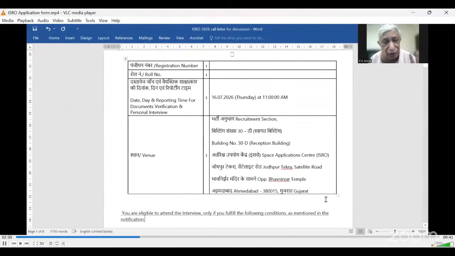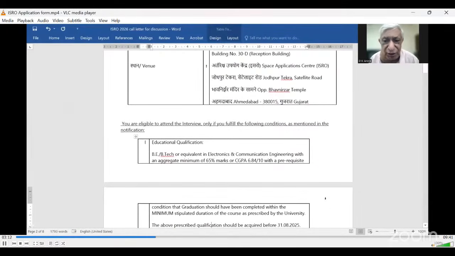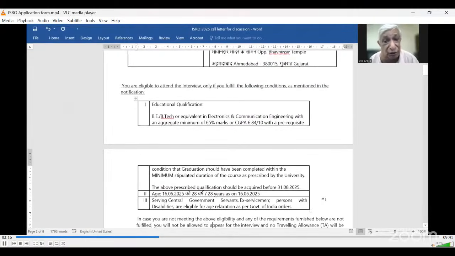Date of interview doesn't matter. The venue of your interview for electronics is Ahmedabad, and the venue for computer science is Bangalore. The venue for mechanical has not yet been declared, but it may be Thiruvananthapuram. It may be Thiruvananthapuram, right? But we will know only once they declare the interview schedule and the venue, right?